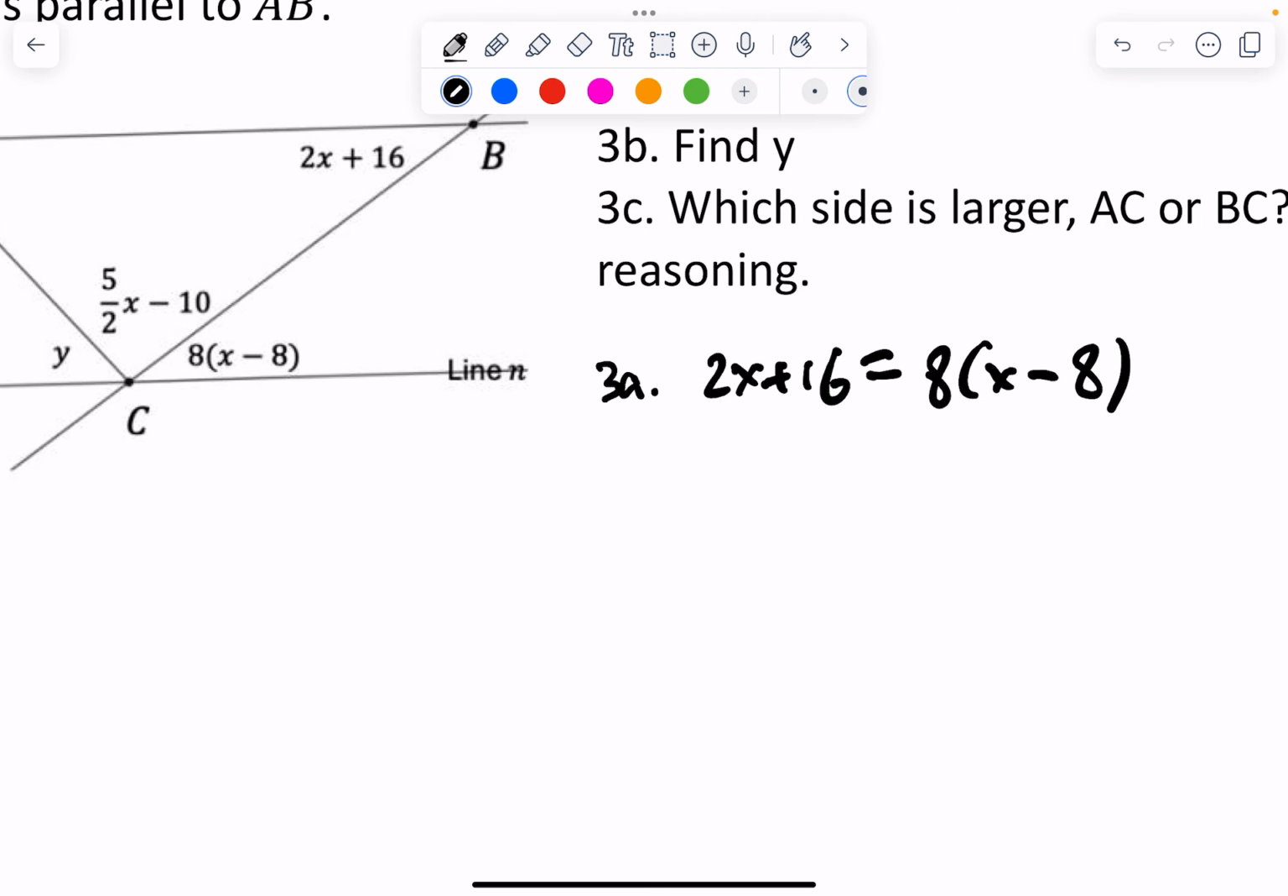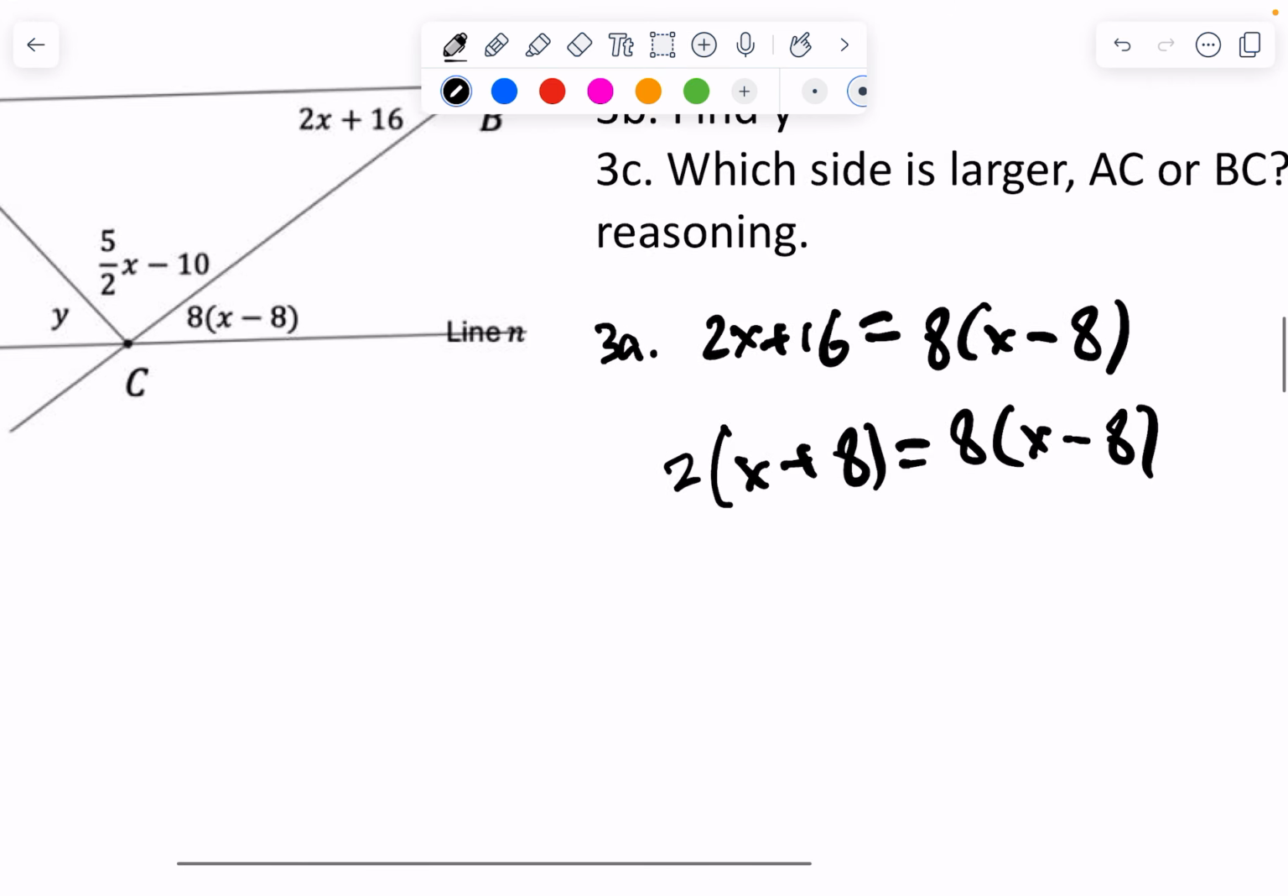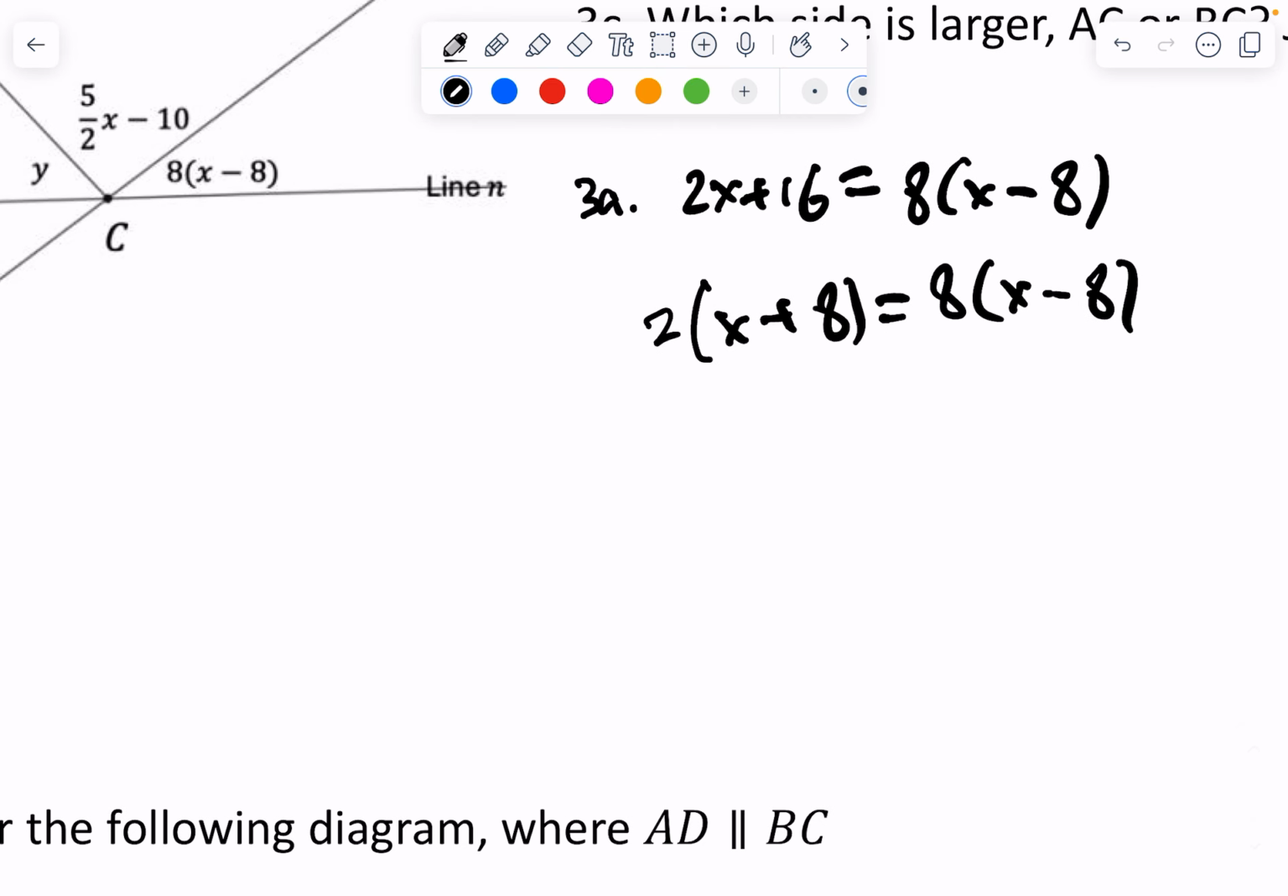Instead of getting everything out, a quicker way, well, a marginally quicker way would be to factor this first. And then divide by 4.